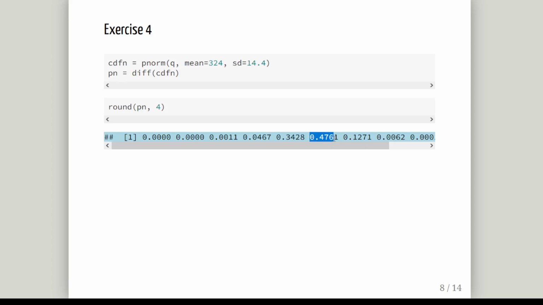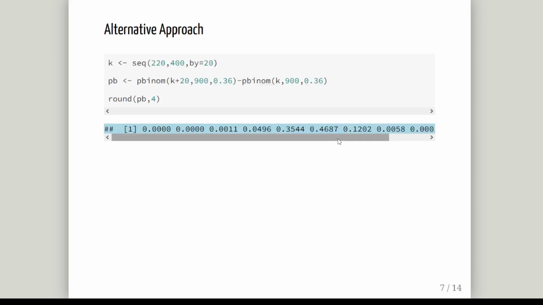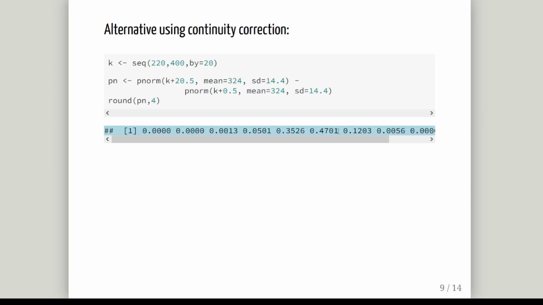0.3428 and 0.4761. That's not too far from these numbers here. So it's not too bad. Now, something you will probably learn as part of your studies as an actuarial scientist is continuity corrections. I'm not going to go into what they are here, but essentially for approximating certain intervals of the binomial distribution with the normal distribution, the correct thing to do is add in a correction factor, which, depending on the situation, is adding 1/2 or subtracting 1/2 to the upper and lower bounds, essentially.